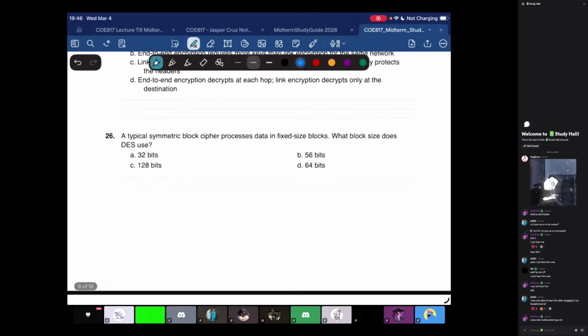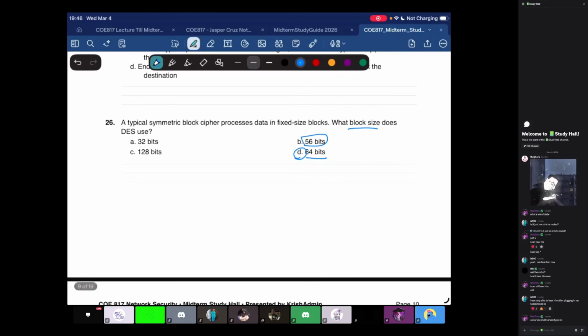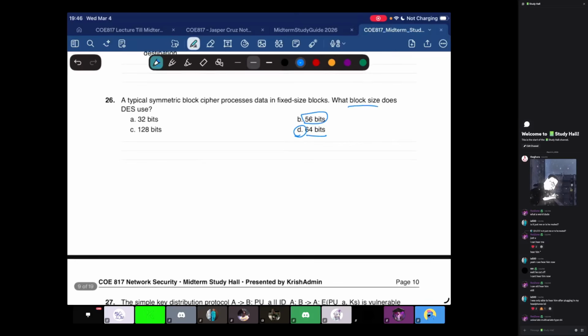Okay. A typical symmetric block cipher processes data in fixed block sizes of what size? Once again, this is one of the questions that we had done earlier. Block size is always 64 bits. The key size is 56 bits, but since we're asked about block size, always 64.